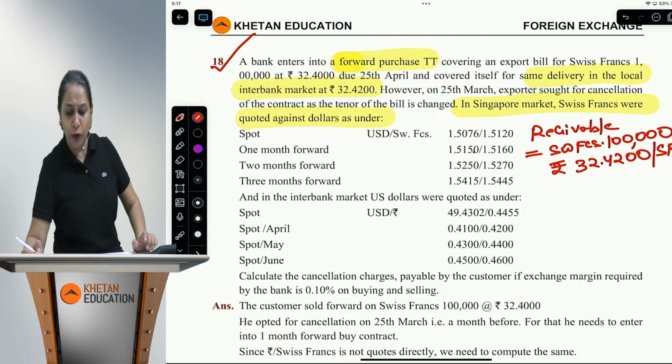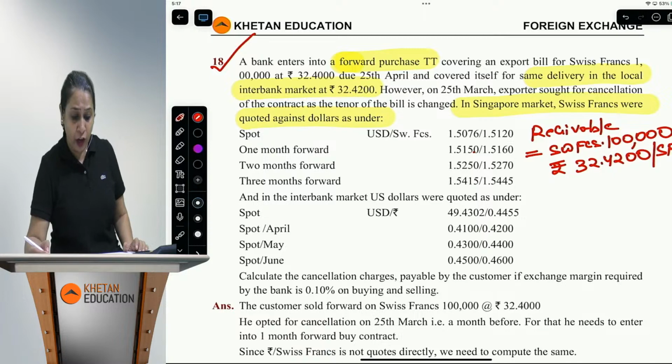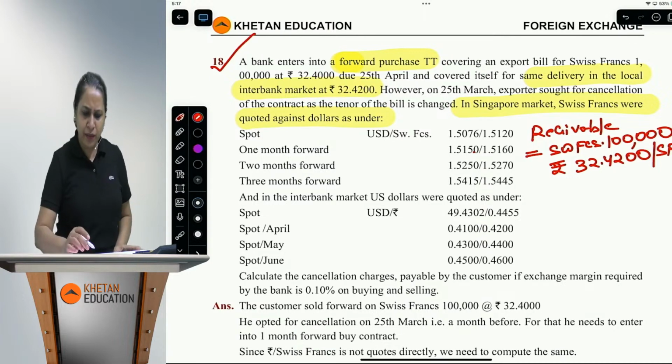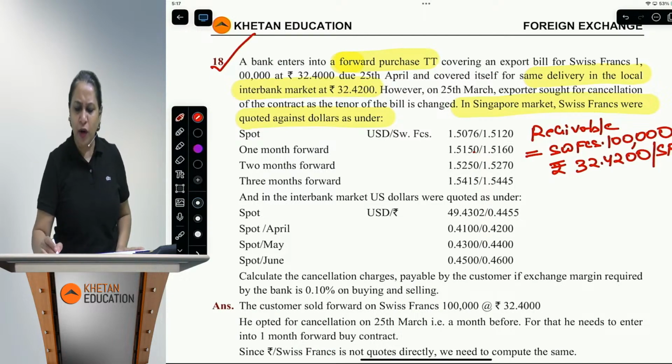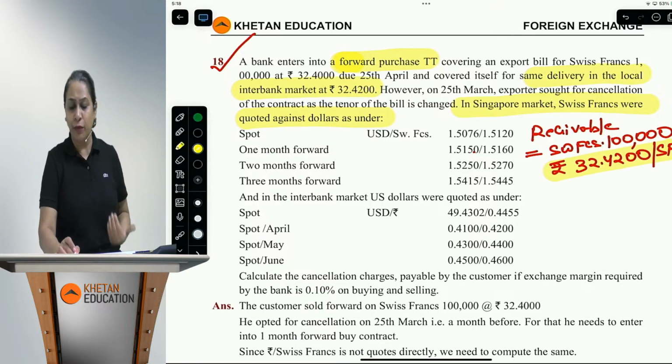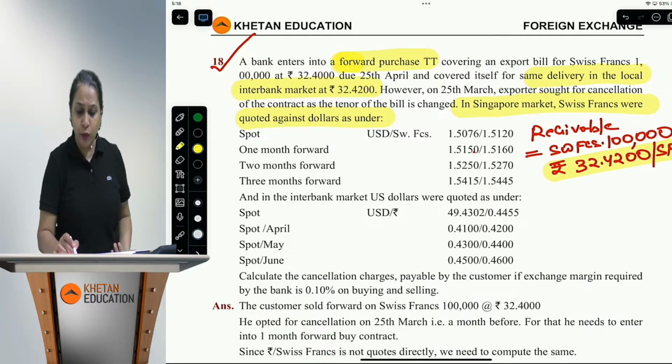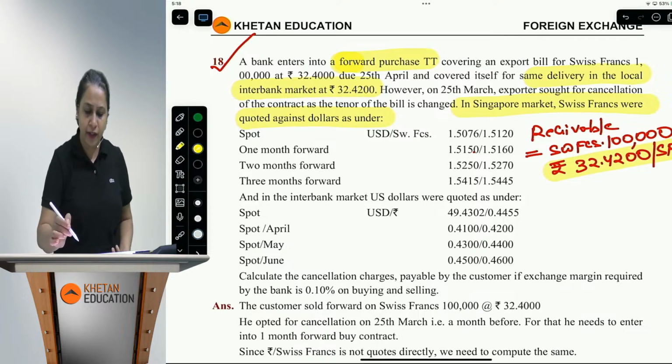So basically, this is the 32.42 rate at which the customer sold. Whatever the period is, only this is the contracted rate basically. Even if we do not know the period, how does it matter? So this is the rate at which the customer sold forward. However, on 25th of March, 1 month exactly before the maturity, the rates quoted to you are these. In the Singapore market, we need rupee per Swiss franc 1 month forward rate.